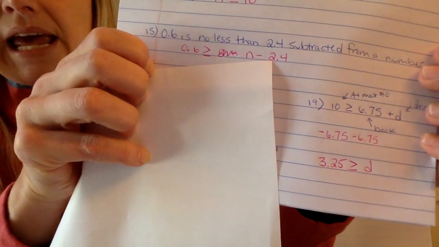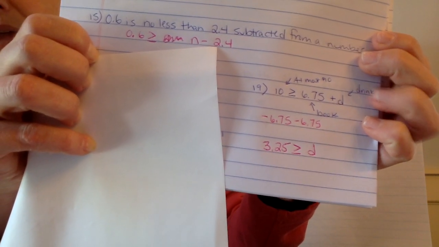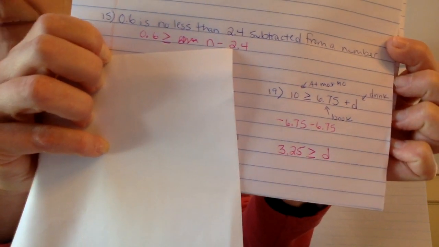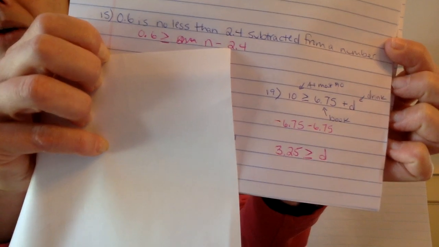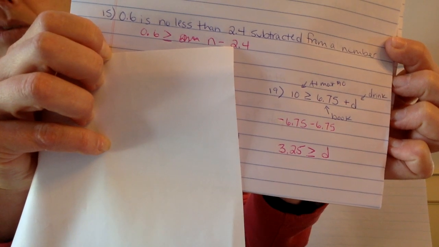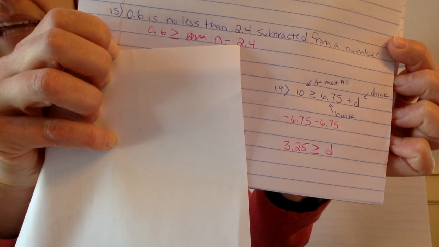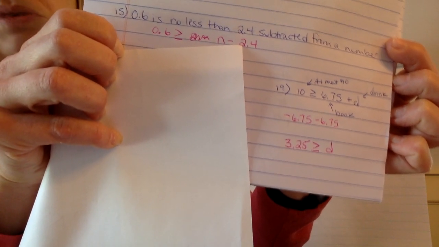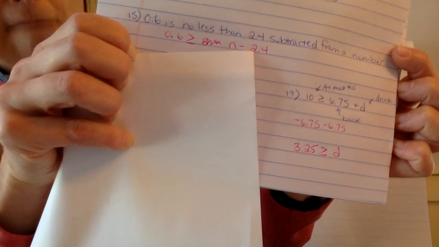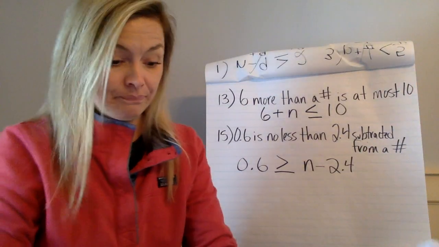Oh my goodness. 10 is the most that you can spend. The book is $6.75. The drink is an unknown cost, but we know that together they cannot be more than $10. So 10 is the biggest it can be. In order to isolate the variable, D, which is the drink, I would subtract $6.75 from both sides. I end up getting that $3.25 is the most my drink can cost. It can be $3.25, it can be less than $3.25, but it cannot exceed that. I wouldn't be able to afford it if I did.